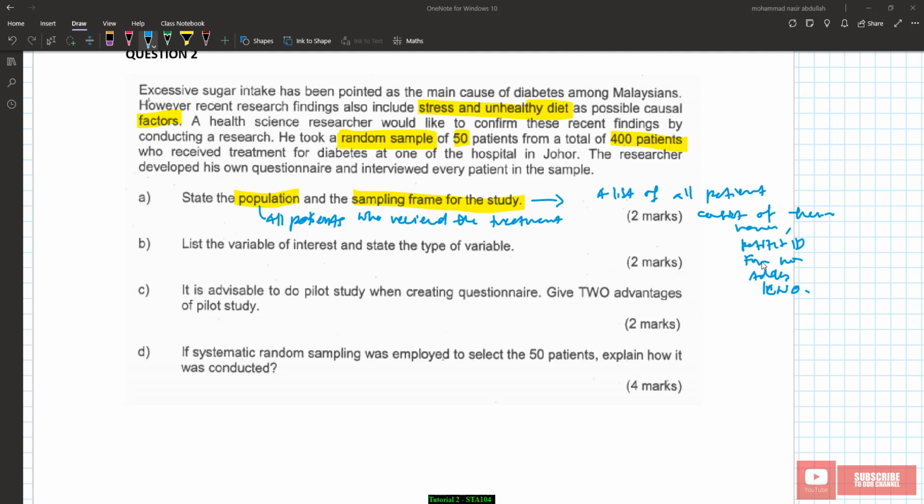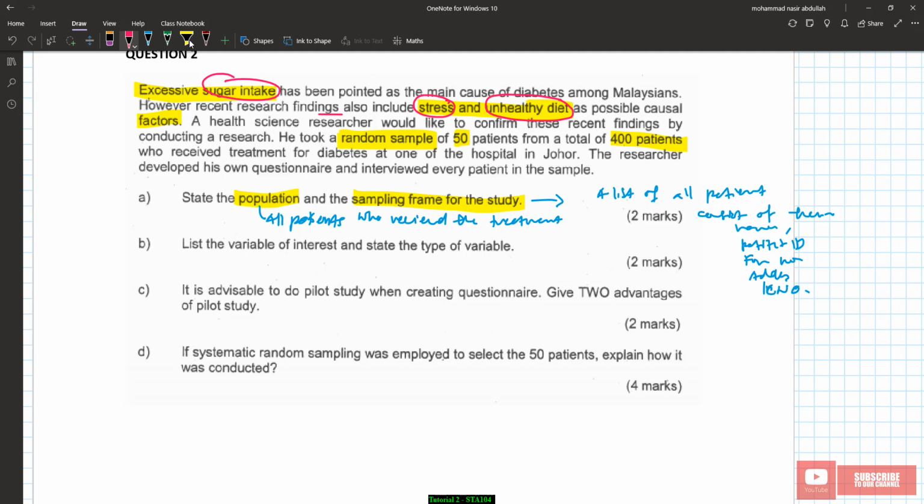Right, list the variable of interest. What is the variable of interest? Apa dia nak kaji sebenarnya ni? Main cause of diabetes. Nampak ni dia kata excessive sugar intake has been pointed as the main cause of diabetes, right? So either they can put sugar intake as a variable of interest. Dekat sini, dia kata finding also includes stress and unhealthy diet, right?